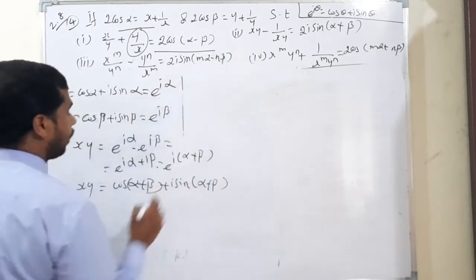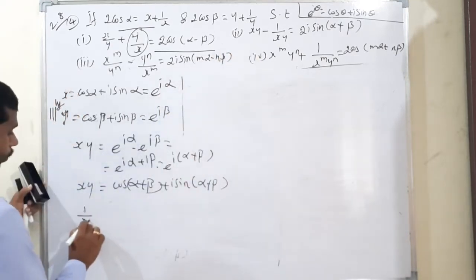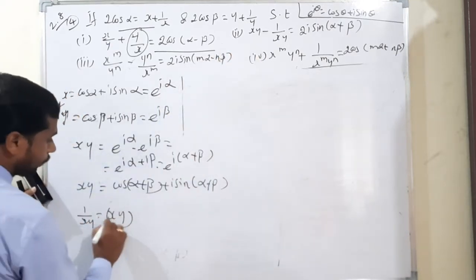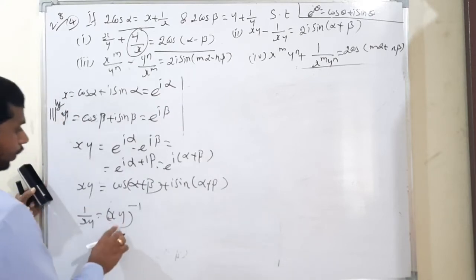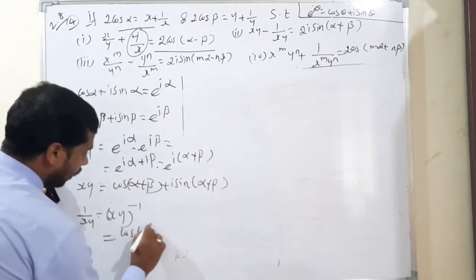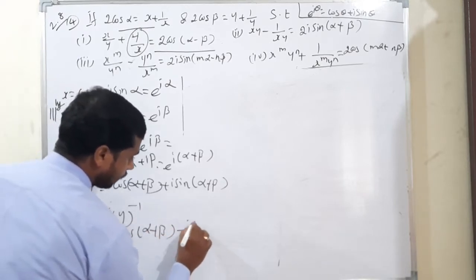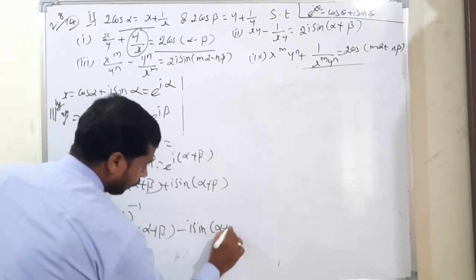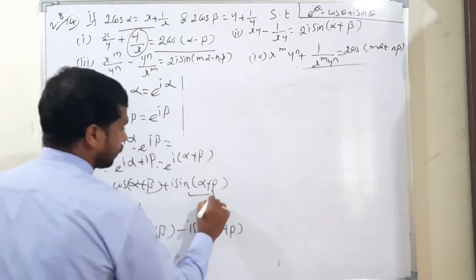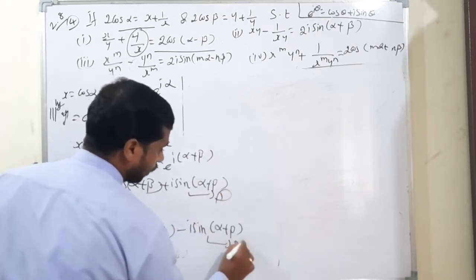The next one is 1/xy, isn't it? So 1/xy means the reciprocal of xy. Already we know xy is equal to cos(alpha+beta) + i sin(alpha+beta), so instead of plus we can write minus: cos(alpha+beta) - i sin(alpha+beta). This is equation number 1, and this is equation number 2.